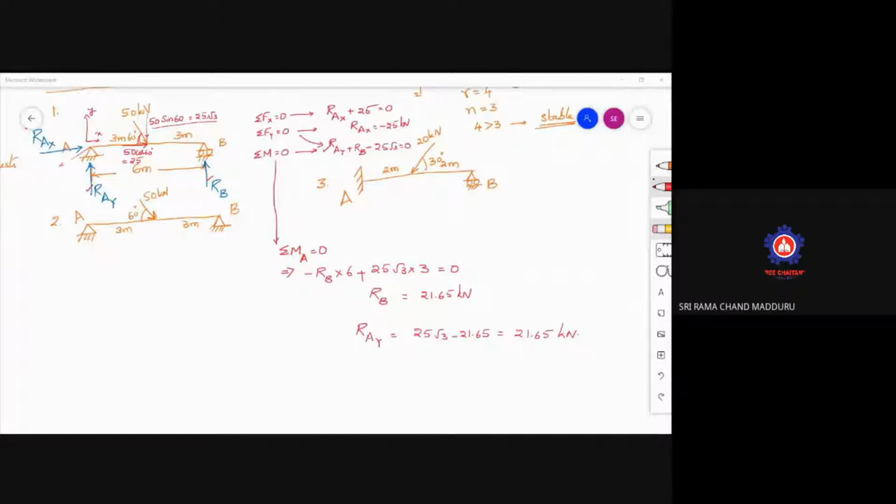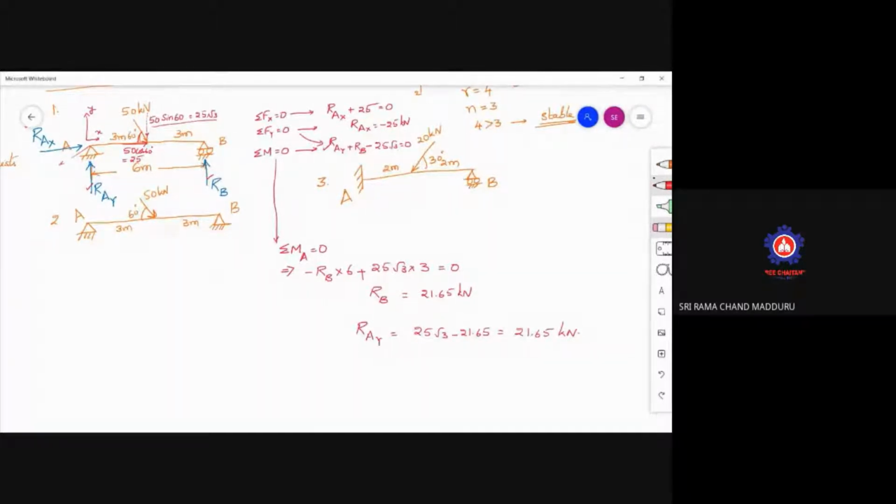Now coming to the second one. Just take the second problem and draw the free body diagram for the second one. This is P, and this is RAY. This is RAX. This is RBY.